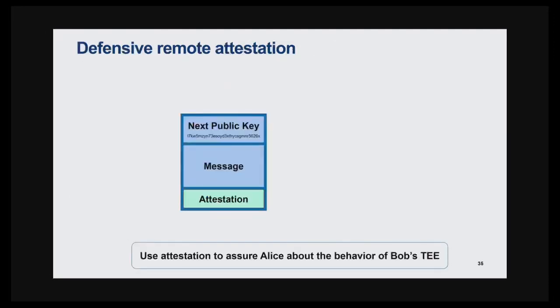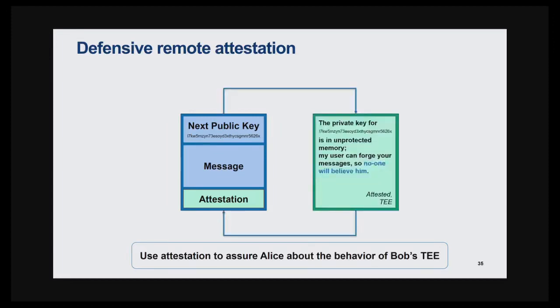And in fact, we need to incorporate remote attestation into the messaging protocol itself. The basic idea is that we use attestation to assure Alice that Bob has a TEE, but that he isn't using it in a malicious way.